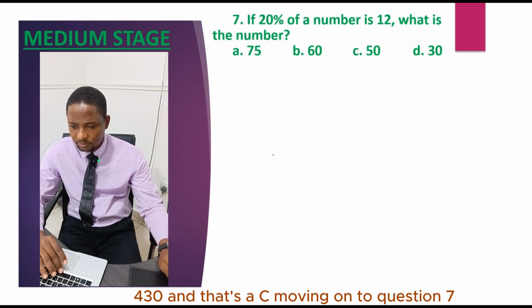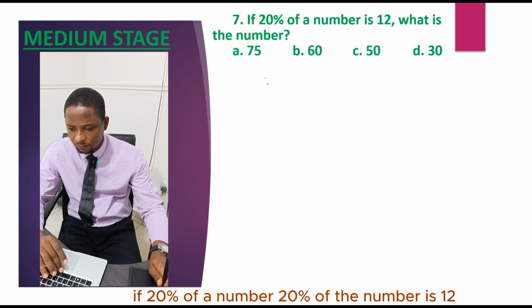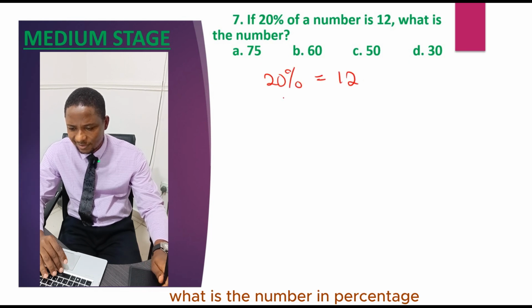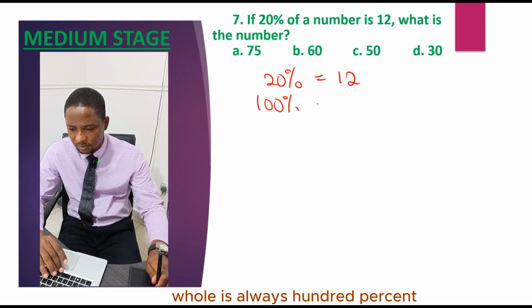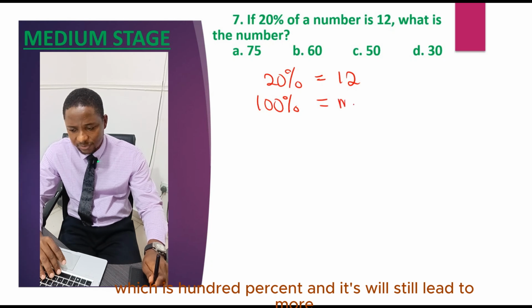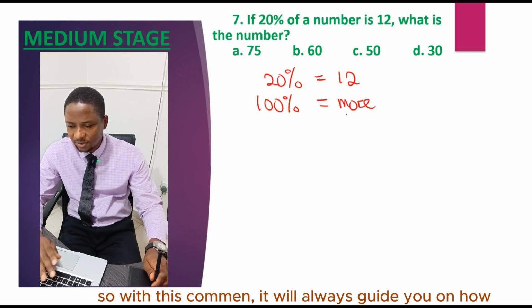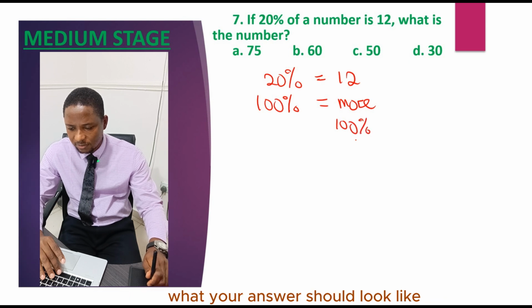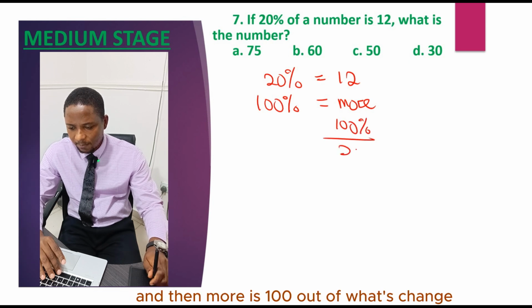Moving on to question 7. If 20% of the number is 12, what is the number? In percentage, whole is always 100%. So the number we're looking for is a whole, which is 100%, and it will still lead to more. So with this comment, it will always guide you on what your answer should look like.